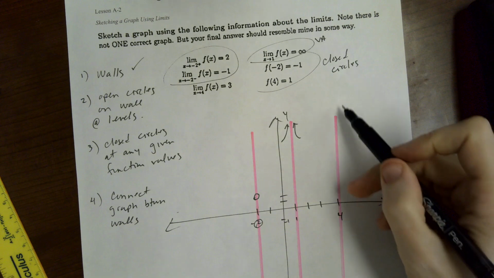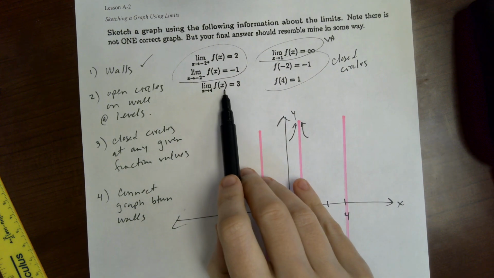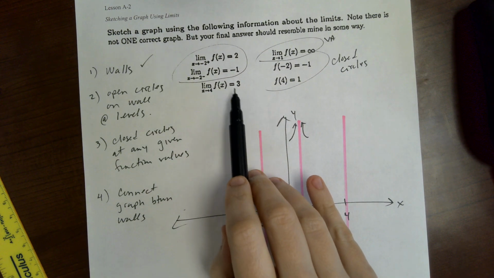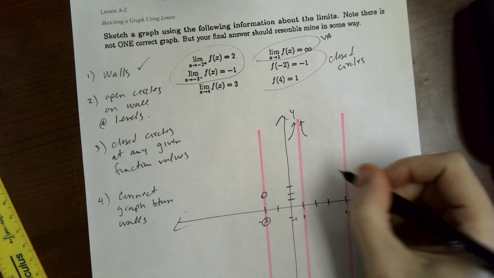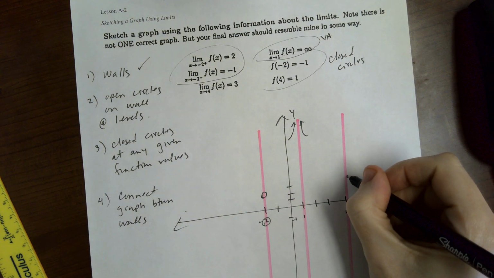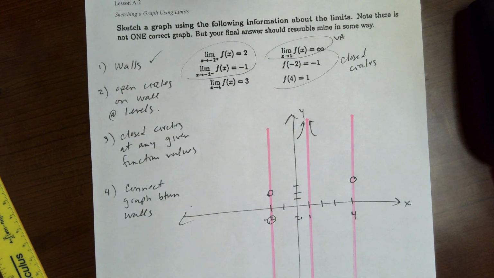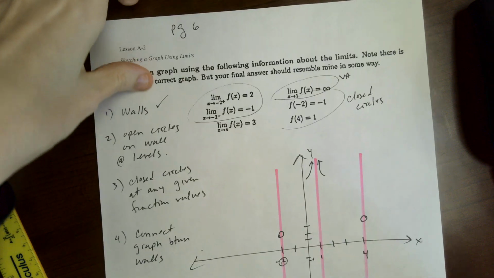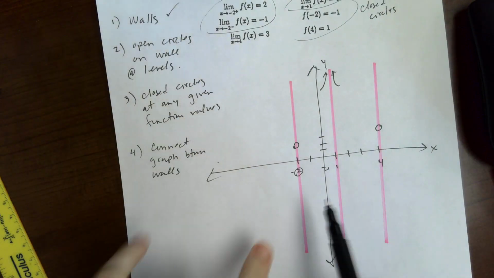All right, now this wall here, x is approaching 4, f of x is 3. So I'm going to have an open circle at 3. Okay, so I filled those in. And actually, as I was doing that, I could have even started drawing in the graph.